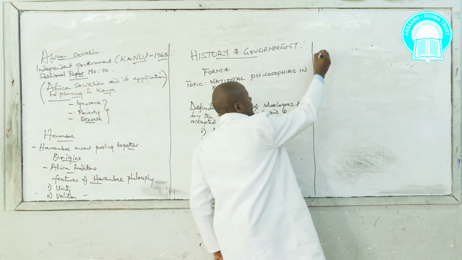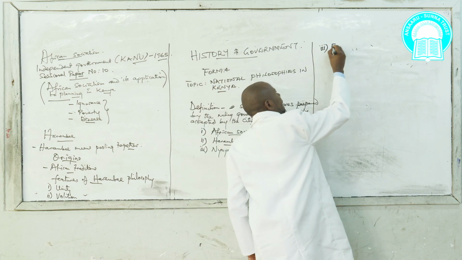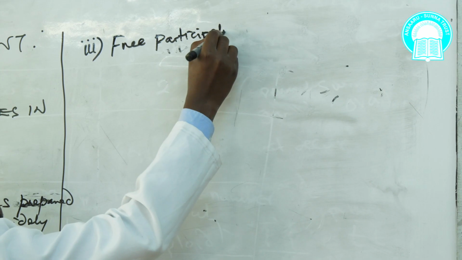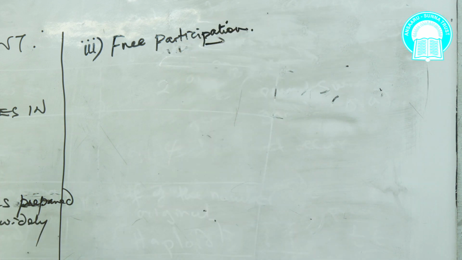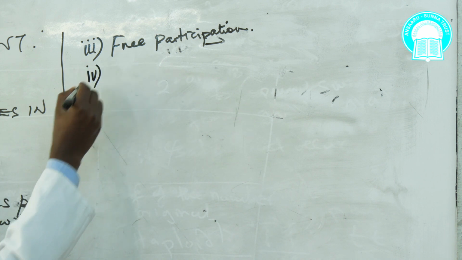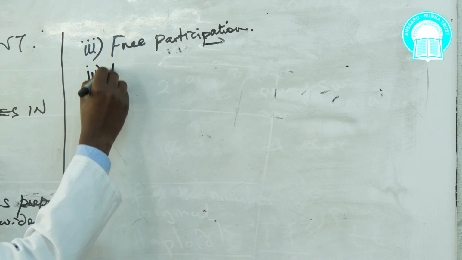Another feature of Harambee is free participation. No one was to be forced to participate in Harambee. No one was to be forced to take part in community projects. So free participation was also another characteristic of Harambee.